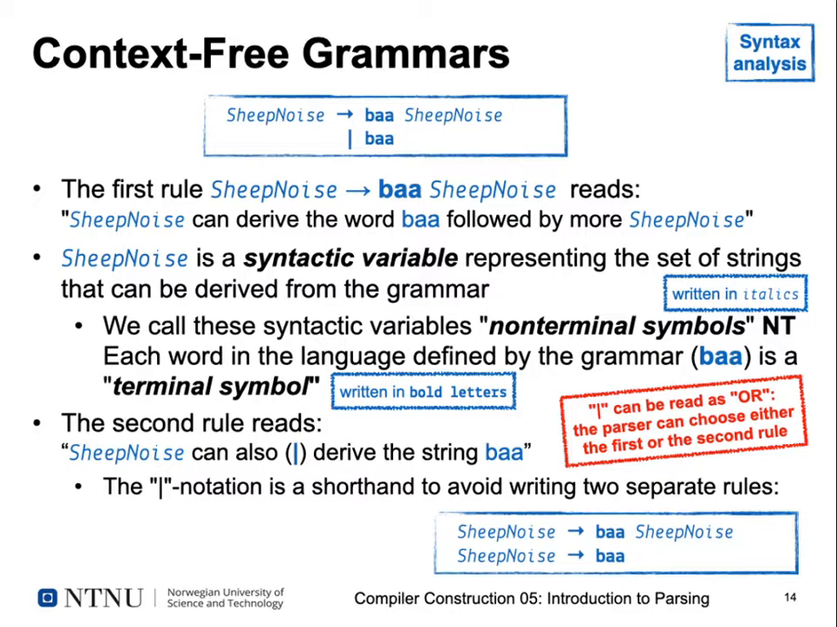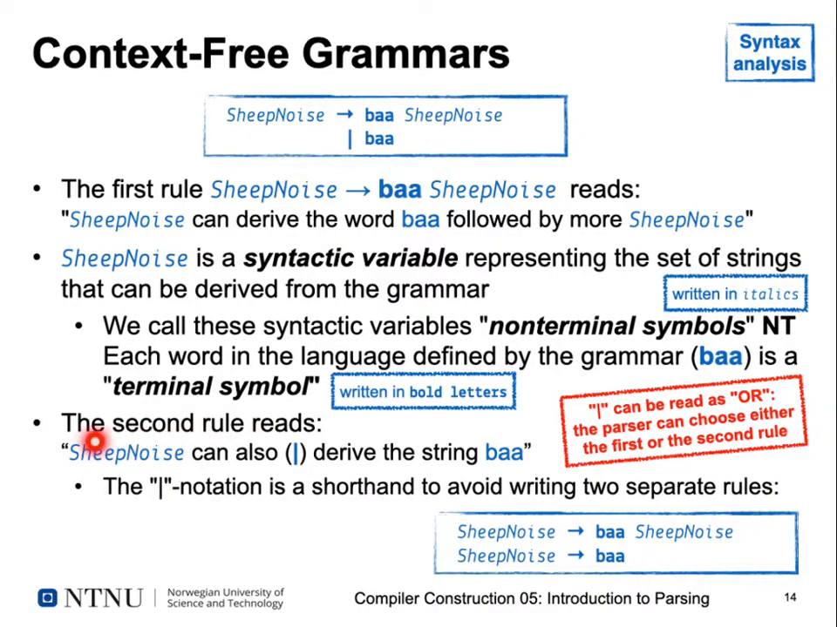So non-terminal means our production of our grammar, our analysis of the grammar, can never stop there. So we can never say, oh yeah, we have a sheep noise and we're finished. So we need to derive something from sheep noise and continue doing this until we have no non-terminal symbols in our grammar again. So each word in the language defined by the grammar is then a terminal symbol. So these are the bold letters here, and these terminal symbols cannot be derived any further, so they correspond to some character sequence in our input text, like the character sequence baa for our ba here.